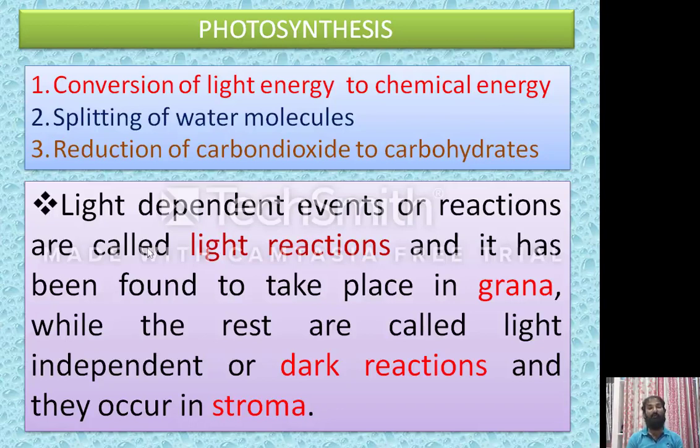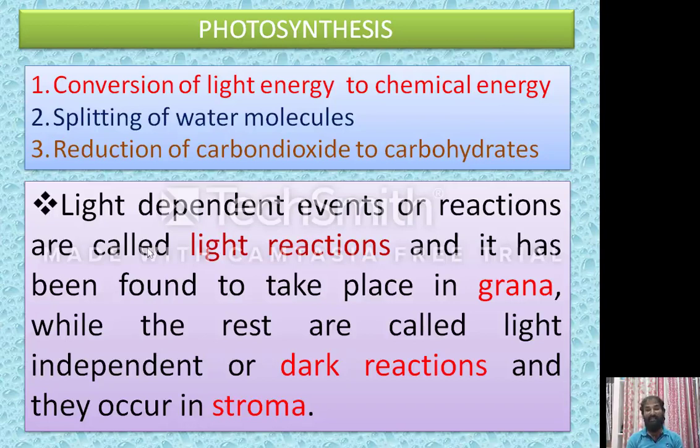What is the remaining step? Reduction of carbon dioxide into carbohydrate, which is also called the light independent reaction. Light independent means it does not depend upon light. If light is present, it will happen in the plant, and if light is absent, it will also happen in the plant. That's why the reaction was previously called the dark reaction, which does not mean it is not present in the light. It is present in the light as well as in the dark, with no dependence on light. That's why it is called light independent or dark reaction.